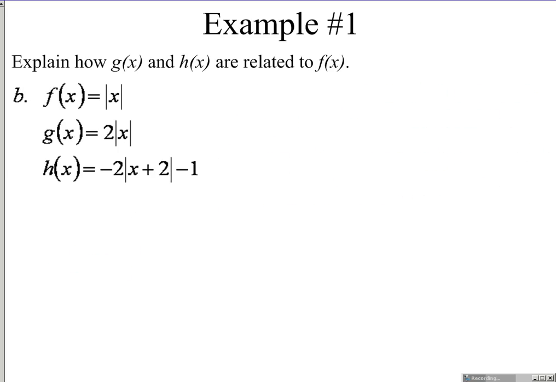Letter B. Same type of thing. Start with g of x. G of x is f of x. Only thing that's been done to g of x is we've added a coefficient of 2. That coefficient is larger than 1. Since it is larger than 1, that means g of x is f of x stretched vertically.